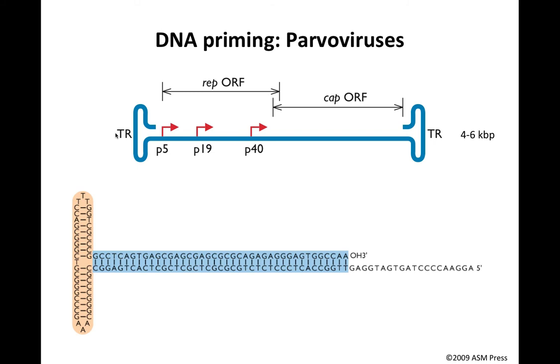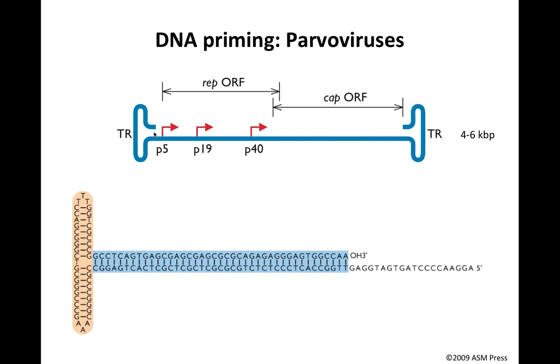Let's first look at the parvoviruses. These are viruses with single-stranded DNA genomes. There are about 4,000 to 6,000 base pairs in length. Here's the schematic of the genome at the top here. And this genome is largely single-stranded. As you can see, it encodes just two open reading frames, two proteins.